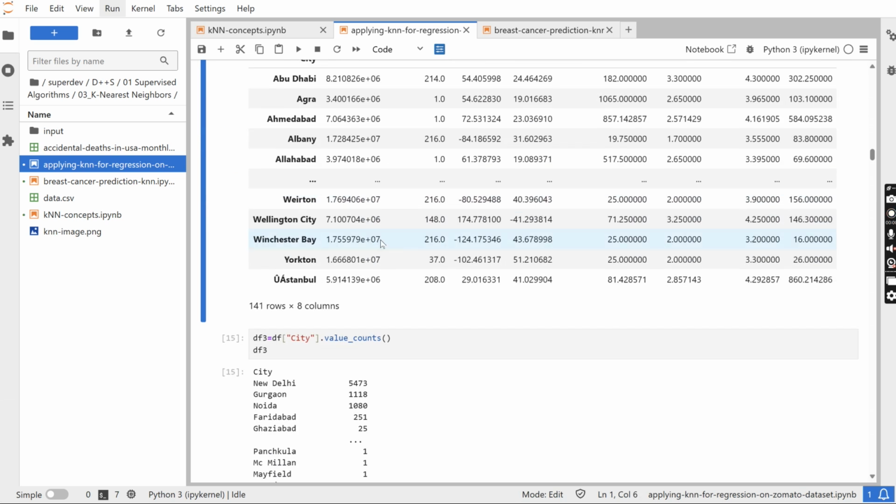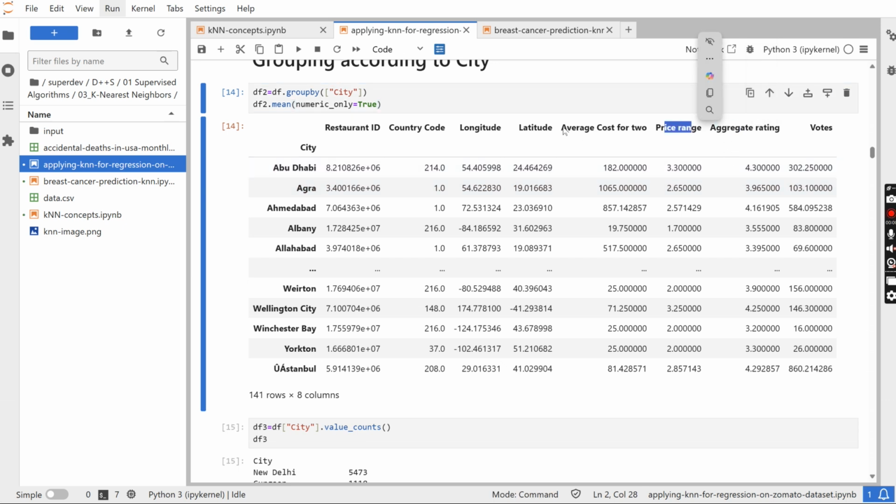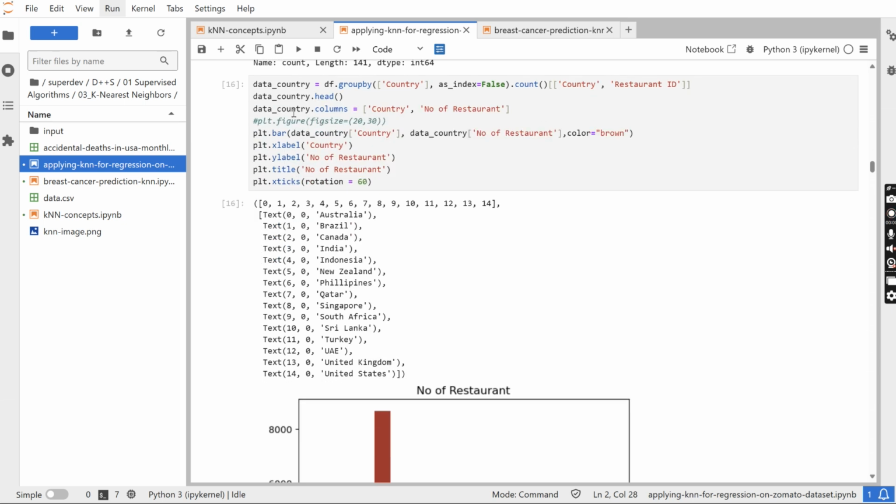Again, if you look city wise, this looks like a mix of data worldwide for Zomato. So if you group according to city, then you can see the average rating, price range, average cost, and latitude and longitude, basically of the city where that Zomato restaurant is located. Country code, you can safely ignore. If you are using city, you don't need country code.